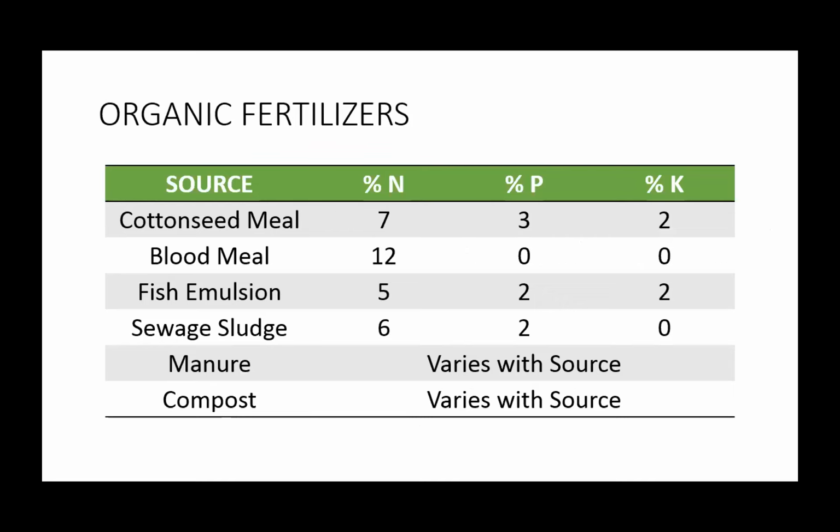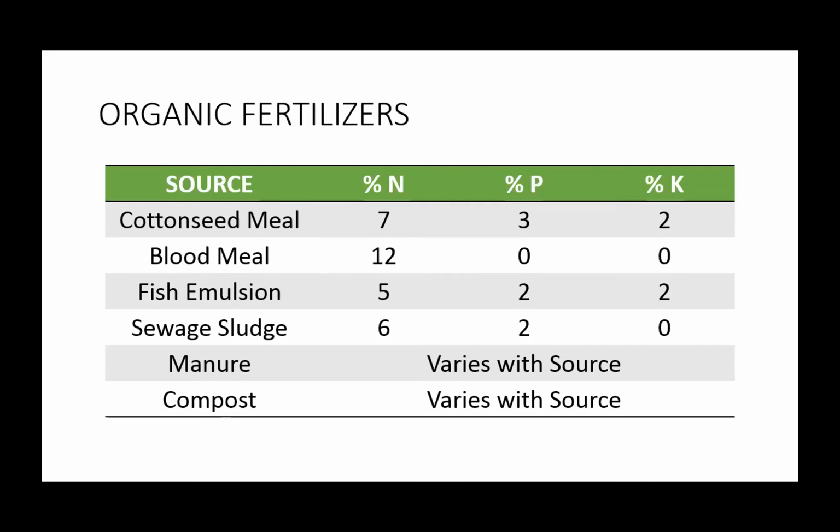So some examples of organic fertilizers. Just out of preference, we try to use organic fertilizers as much as possible around our house because we have a lot of bees in our neighborhood too. So we try and keep it as friendly as possible over by us. So things like bone meal, cottonseed meal, blood meal, fish emulsion, sewage sludge is organic.